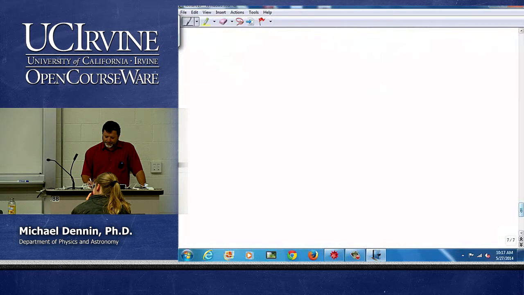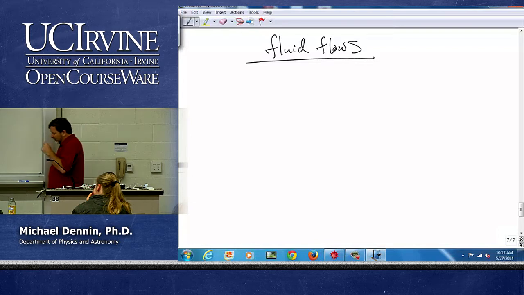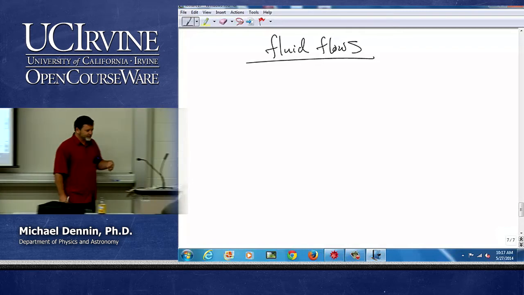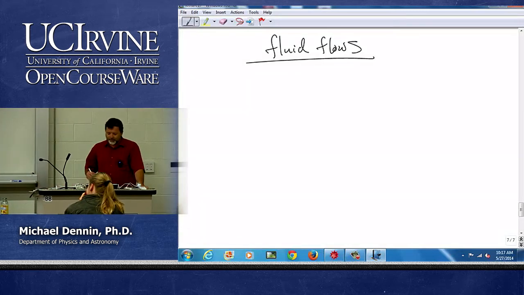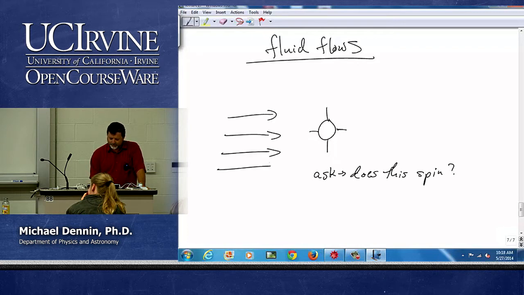The other thing that's underlying stuff with curl is in fluid flows or other flow type situations. Often we think of it, because we call it the circulation, as when stuff is rotating. Now, one way to imagine that is put a little turbine or spinner in a fluid and ask, does this spin? So we can imagine uniform flow.